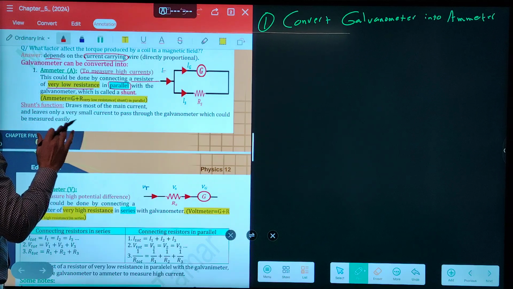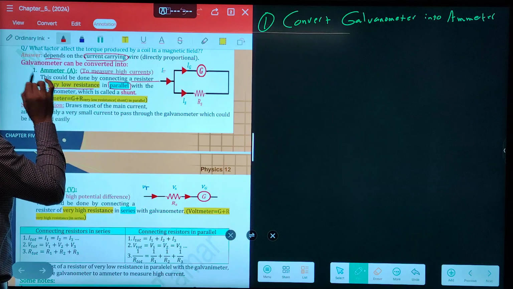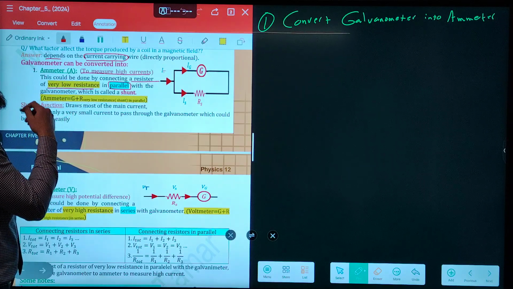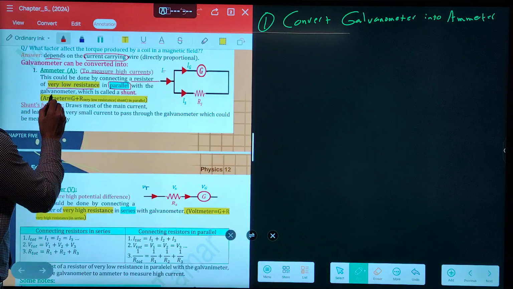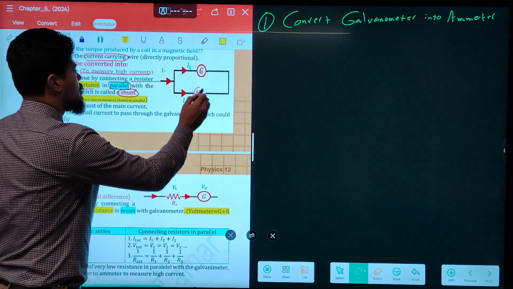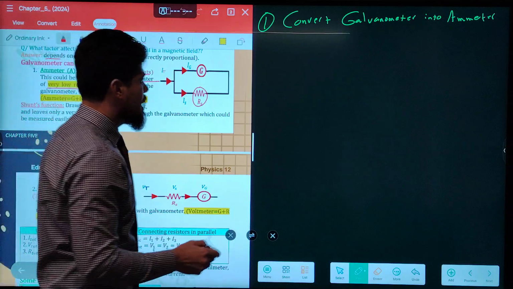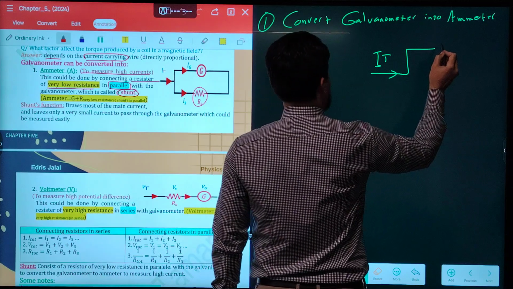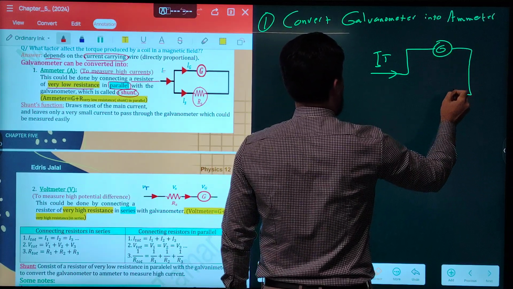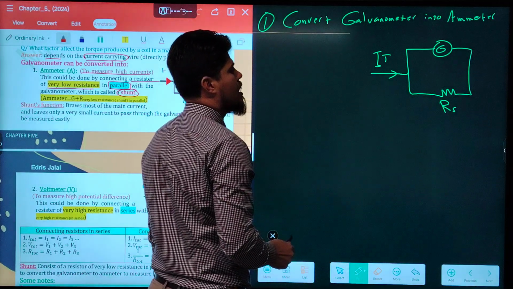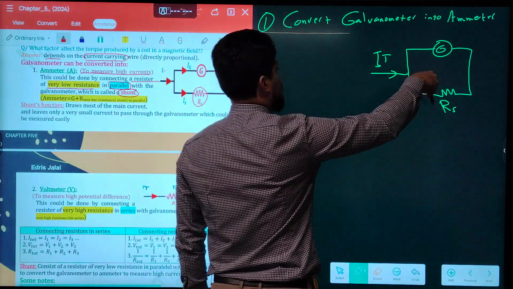This is very important, guys. Be careful. Once again, listen carefully. How can we convert a galvanometer into an ammeter? This could be done by connecting a resistor of very low resistance in parallel with the galvanometer, which is called a shunt. This very low resistance is called what? Shunt. For example, when the total current, I total, is connected, this is the galvanometer, and we connect a resistor with very low resistance called the shunt. This is RS. What do we mean by RS? Shunt. Very low resistance connected in parallel.